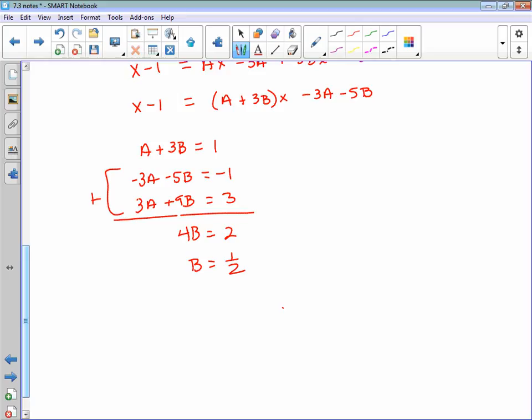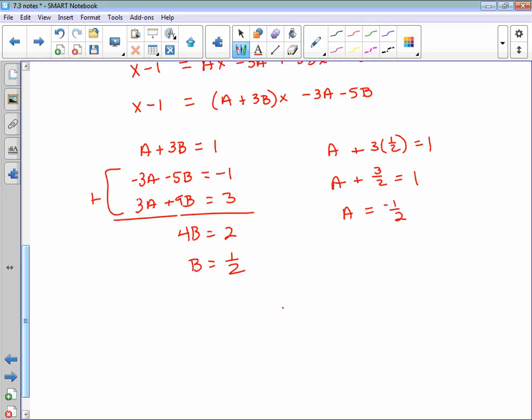How do I find a? Plug it in. So a plus 3 times 1/2 equals 1. Does it matter which equation I plug it into? No. So a plus 3/2 equals 1. What does a equal? Minus 1/2. Yeah. We're all doubting ourselves this morning.